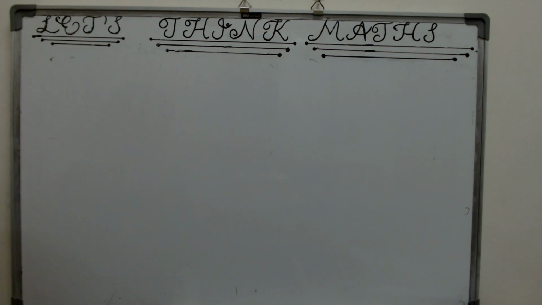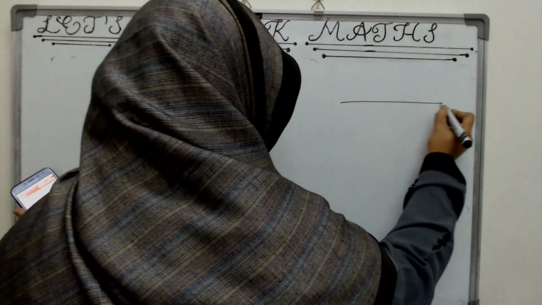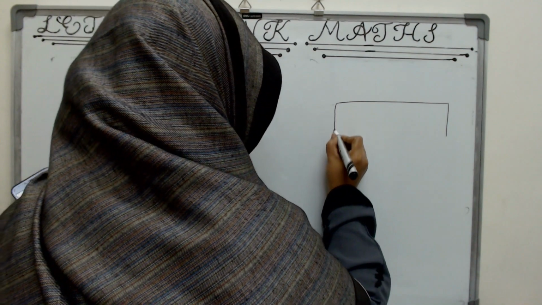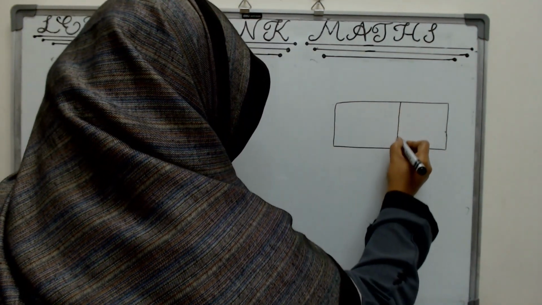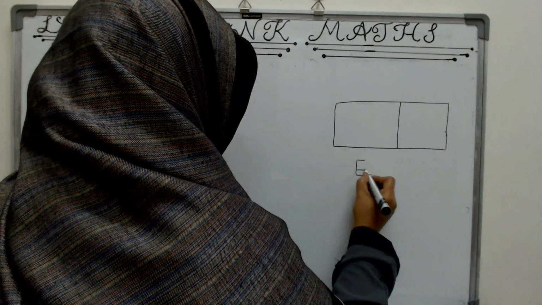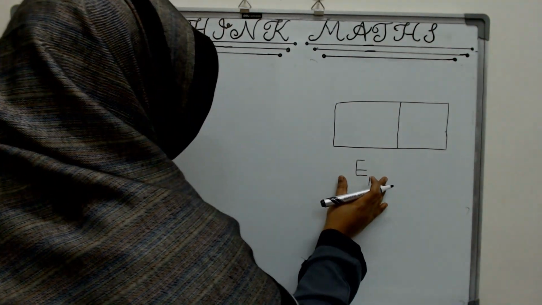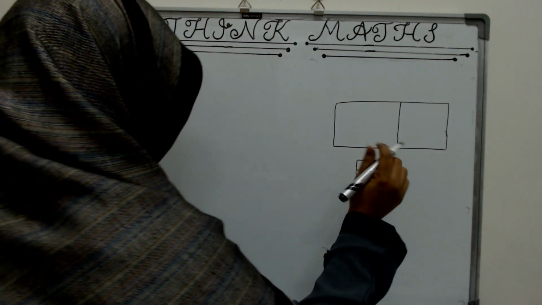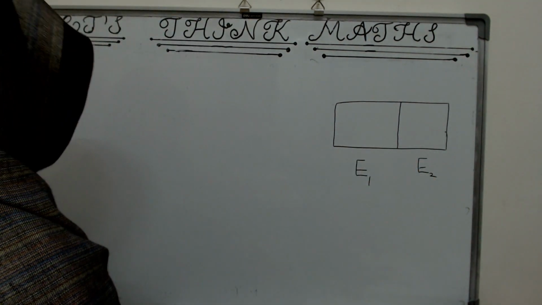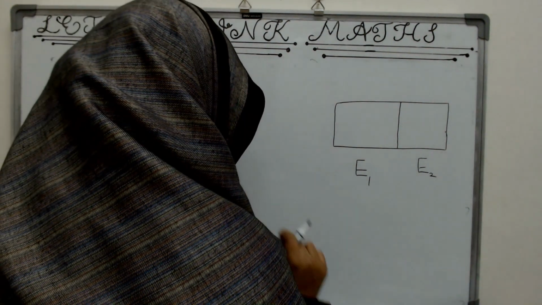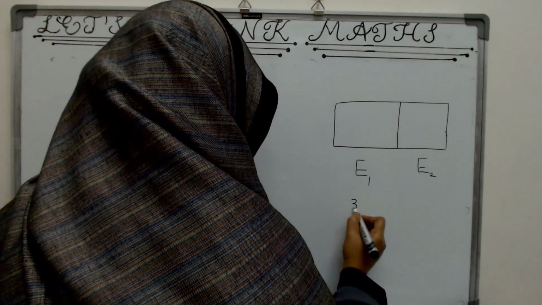So now we come to the next question. This is also an application of the Bayes theorem, and so we will quickly go past the question. A student is writing an exam, and there are two things that can happen. Either he knows the answer for sure, that is the event E1, or he does not know and he is just guessing. So the probability that he knows is 3 by 5.